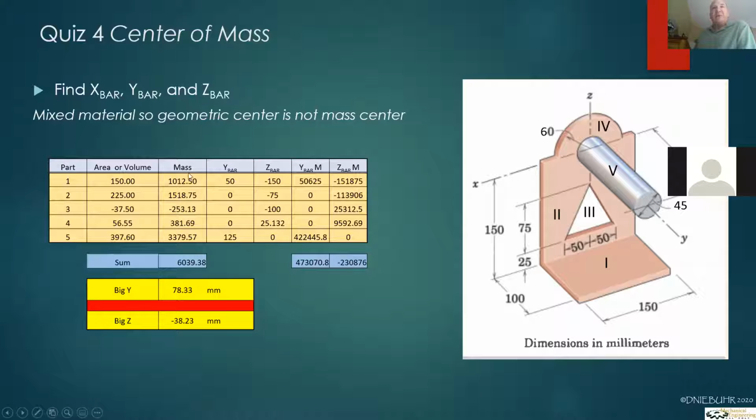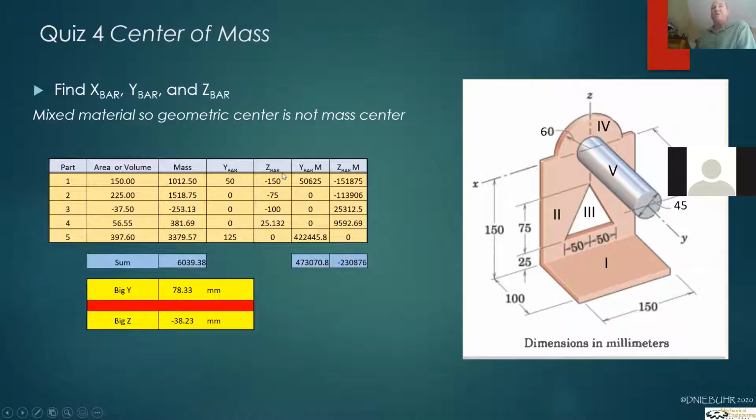Next was the mass. For example, part 1 is 150 square centimeters, and I converted these to centimeters because I gave you the densities in centimeters. You multiply by the density and you get the mass in grams. This is ultimately what you want, because now everything's in grams, so the fact that they have different densities is no longer an issue. Now you can just add everything up as you would normally, and the rest is just like you've seen before.